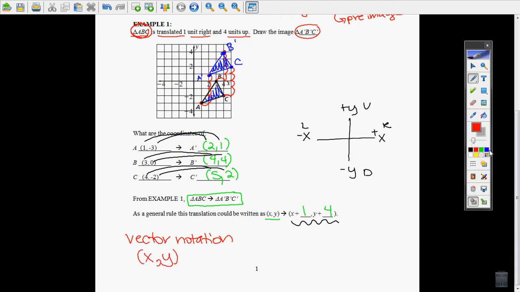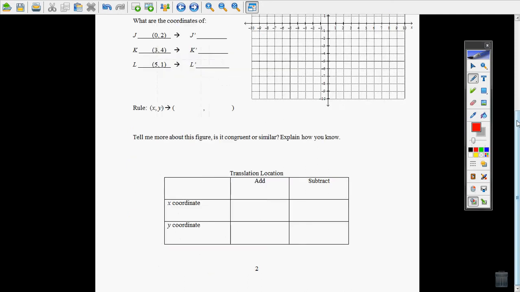Well, with vector notation, you would write the translation inside these side arrows, for lack of a better word. And it kind of looks like a point, but instead of actually writing an X or a Y, you write what you did inside those arrows. So just to show you, this one in vector notation would be +1 and +4. And that shows me that I'm adding 1 to the X and 4 to the Y. And I'll do some more of those just so you'll see how it looks.